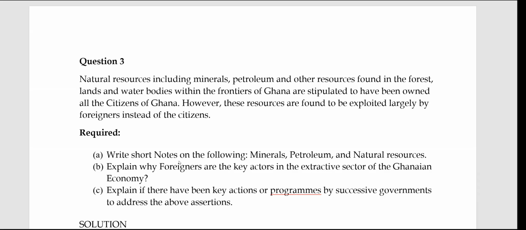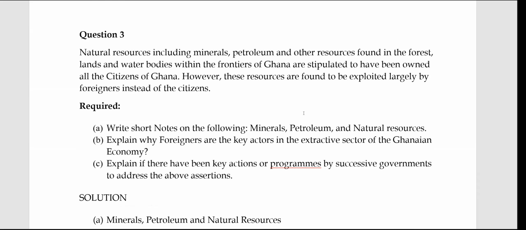We also use wording. Explain why foreigners are the key actors in the extractive sector of the Ghanaian economy. We have 16 people on the call. Because of money, financial capacity, advanced technology, lack of expertise. I think this is a very strong point. Technology and the investment, huge capital investment. Okay, I'll take it, a very strong point. Somebody was saying something, but I didn't hear the person. Can the person come again? Technology, yes, technological advancement.